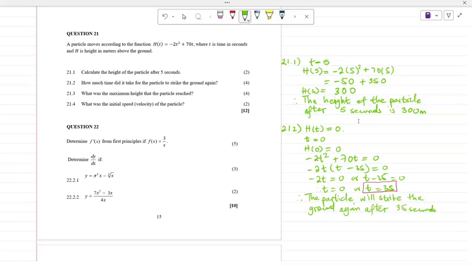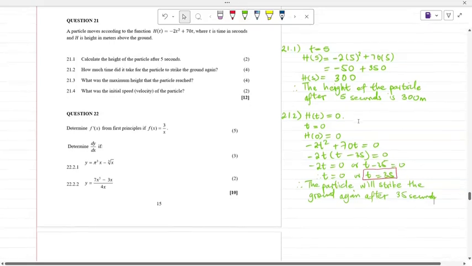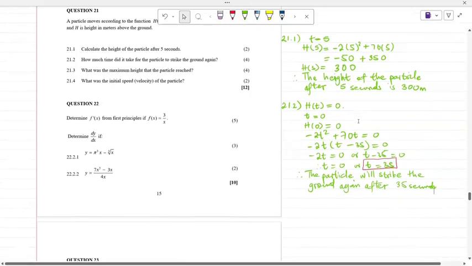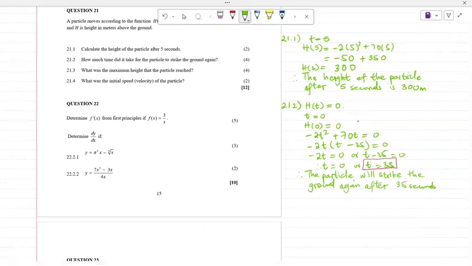We go to the next question, 21.3. They say, what was the maximum height that the particle reached? So here we need to find the maximum height that the particle has reached, which corresponds to the y coordinate at the turning point of this distance function. So remember, we are given that the distance function of this particle is given by negative 2t squared plus 70t.